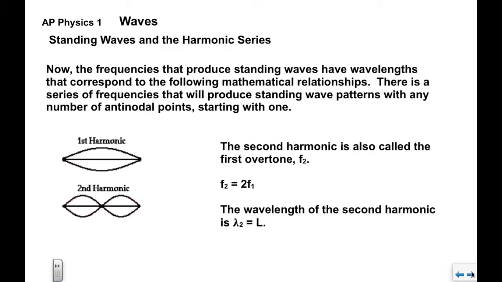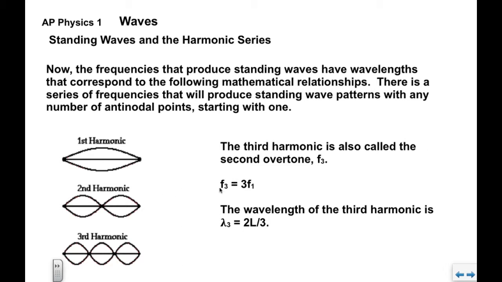As we go up the series, when we go to the second harmonic, which is also called the first overtone, we call that f sub 2, and this is the integer multiple 2 times the fundamental frequency. We can see that a full wave makes up the length of the medium. So the wavelength of the second harmonic is just L, whatever the length of the medium is. As we go up, we see that f sub 3, the third harmonic, also called the second overtone, is 3 times f sub 1, 3 times the fundamental, and the wavelength is 2/3 of the length of the medium.